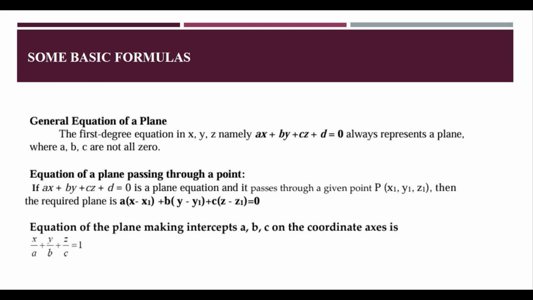Next, equation of a plane passing through a point. If ax + by + cz + d = 0 is a plane equation and it passes through a given point P(x1, y1, z1), then the required plane is a(x - x1) + b(y - y1) + c(z - z1) = 0. Equation of the plane making intercepts a, b, c on the coordinate axes is x/a + y/b + z/c = 1.